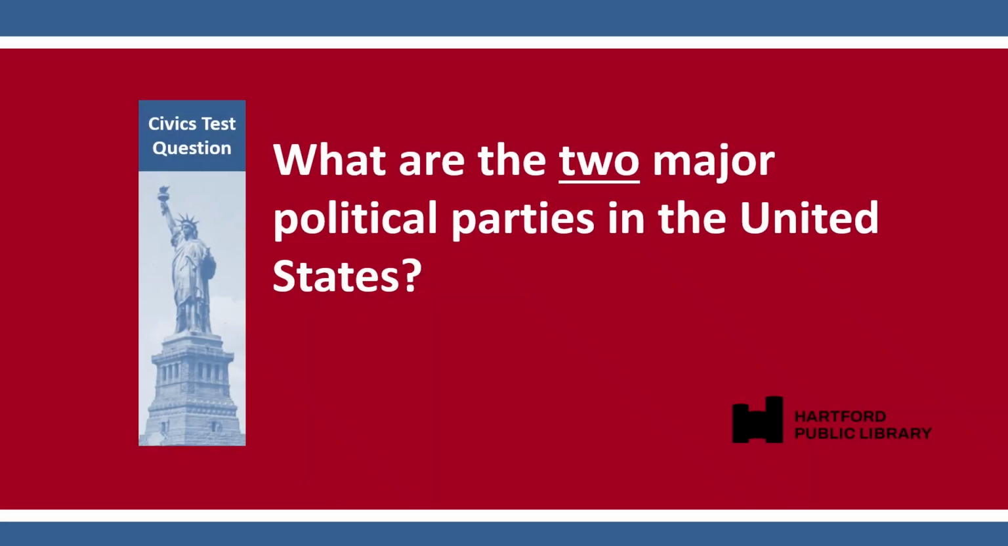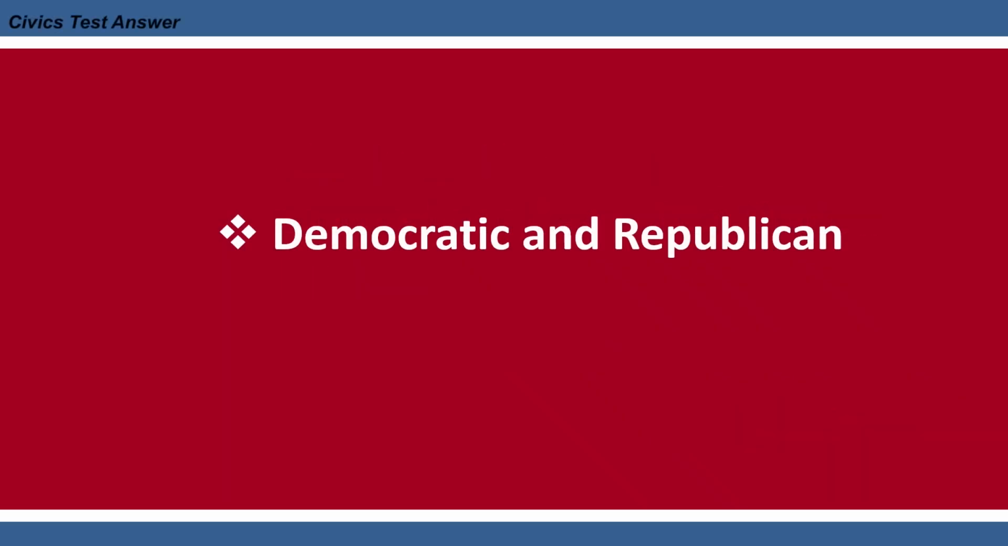Civics test question. What are the two major political parties in the United States? Democratic and Republican. The two major political parties in the United States are the Democratic Party and the Republican Party.